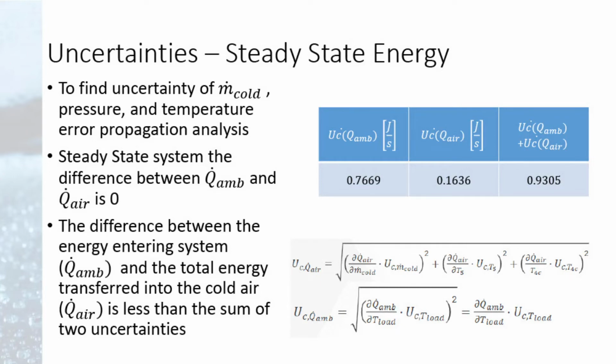The uncertainty of Q ambient was found to be 0.7669, and the uncertainty of Q air was found to be 0.1636. Due to the system being at steady state, the difference between the energy entering the system and the total energy transferred into the cold air is 0. This calculation was then compared to the sum of the uncertainties Q ambient and Q air, and it was found that the sum, 0.9305, is greater than the difference of 0.